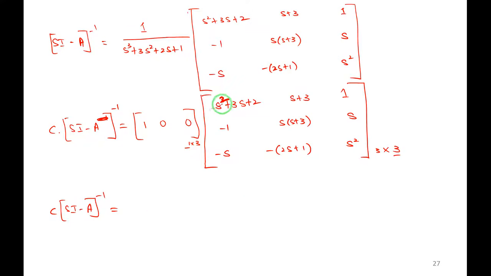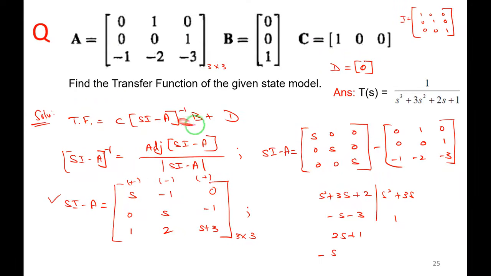So multiply first row with first column. So 1 into this, and the remaining 0 into minus 1, 0 into minus s will vanish. So 1 into this means the first element will be s square plus 3s plus 2. Then first row, second column: 1 into s plus 3, the other two elements will vanish. So s plus 3 is the second element. Then third element, first row, third column: 1 into 1 is 1. Other two will vanish. So matrix multiplication is over, right? I am getting 1 cross 3, 1 row, 3 columns. Next, C into (sI minus A) inverse, then I have to multiply with B.